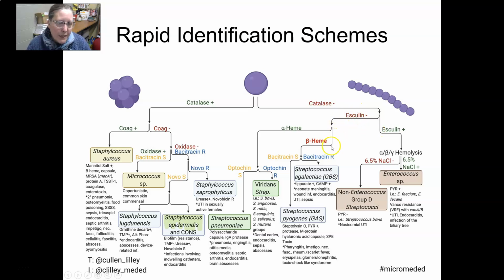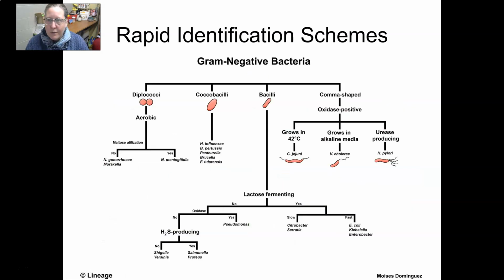If it's beta hemolytic on blood, and depending on its bacitracin sensitivity, it could be group B strep or Strep pyogenes, which is group A strep. If it's bile esculin positive and it has either alpha, beta, or gamma hemolysis, but it lacks salt tolerance, it could be Enterococcus. If it doesn't lack salt tolerance, it would be non-Enterococcus group D strep. So this gives you one for that, and then we even have one for gram negatives.